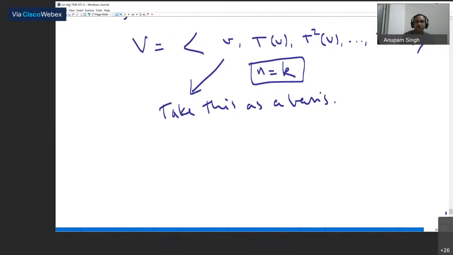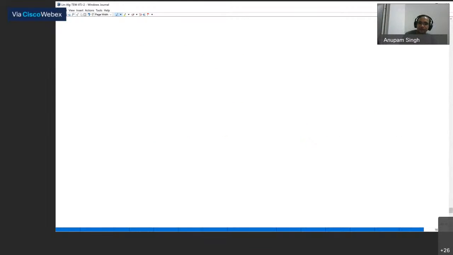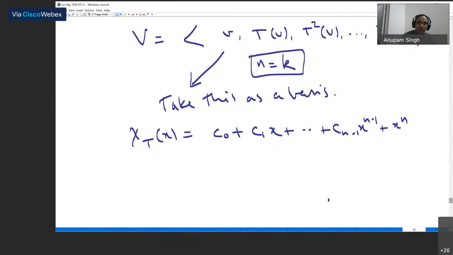for the linear transformation T, how does it look like? So first of all, we set this notation. Chi_T(x) is the characteristic polynomial of T. Let's say it is c0 plus c1 x plus ... plus c_{n-1} x to the power n minus 1, plus x to the power n. And now I want to write the matrix of T with respect to this basis. So how do I write the matrix?